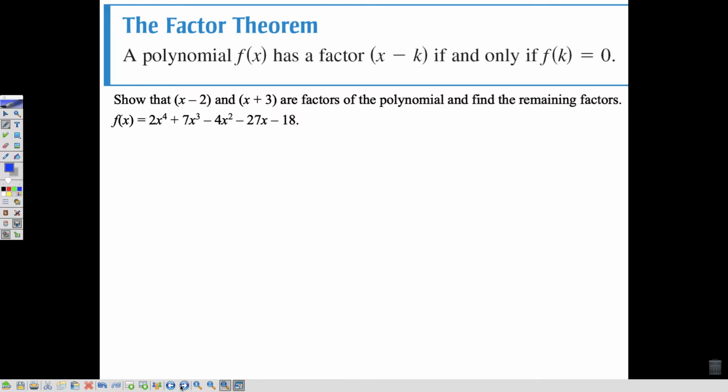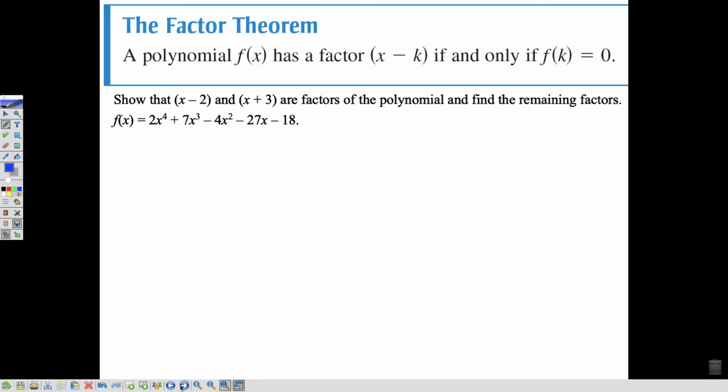So this says show that x minus 2 and x plus 3 are factors of the polynomial and find the remaining factors. This is why we need synthetic and long division, because you do not know a way to factor that. It's x to the 4th, do you? You don't have a way. This is your way to factor.